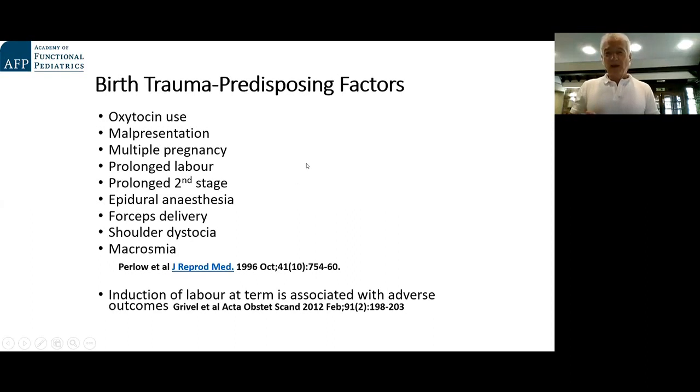Particularly a prolonged second stage, that's where the mum is pushing and there's the greatest pressure. Epidural anesthesia is linked with it as well, because the mum doesn't know what she's pushing into, etc. Forceps delivery, something's gone wrong if you need a forceps delivery, so things aren't going well. Shoulder dystocia, if a shoulder gets jammed, it's usually with a supine delivery, and we try to steer our pregnant mums away from that. And excessively big heads, although they are a rarity.